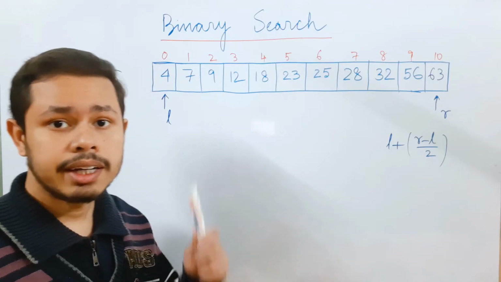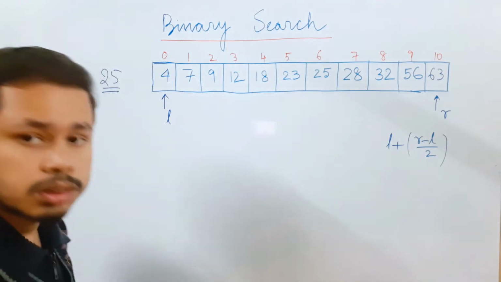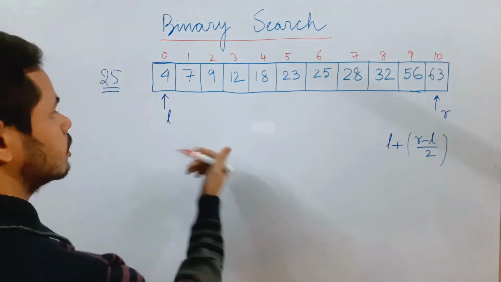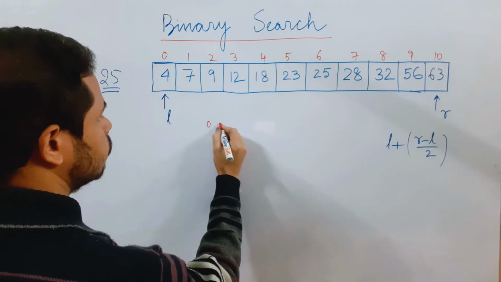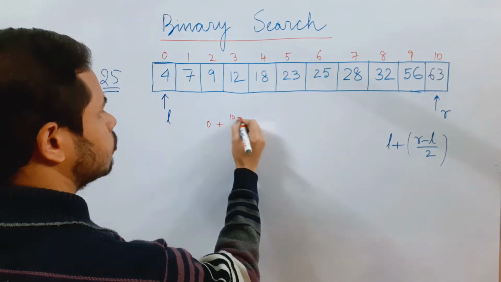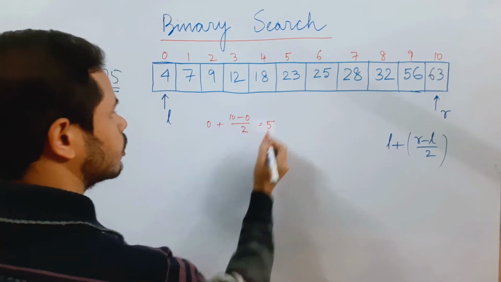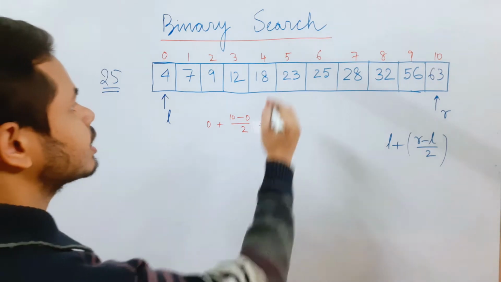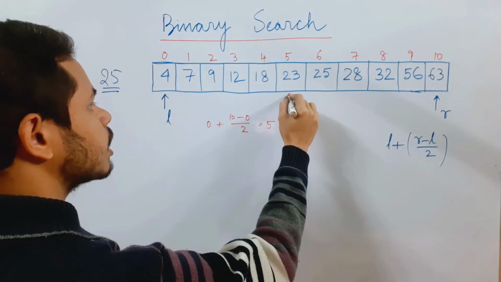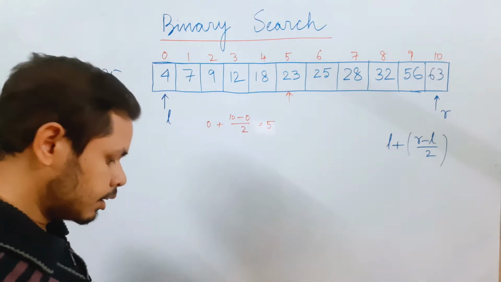Okay, so now just find the middle element of this array using this formula, right? So what is the value of L here? 0 plus, what is the value of R? 10 minus 0 by 2, that means 5, right? So in this case, this is our middle element, 23, right?